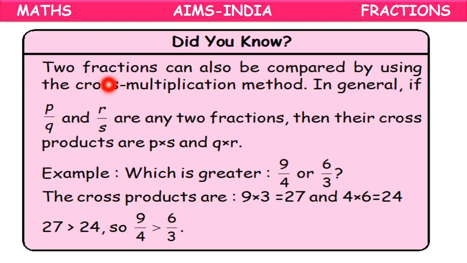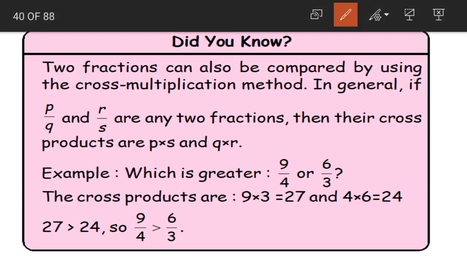Did you know that two fractions can also be compared by using the cross multiplication method? In general, if p by q and r by s are any two fractions, then their cross products are p into s and q into r. Which is greater? Suppose you are not okay with the LCM process, we have another way also to compare unlike fractions.